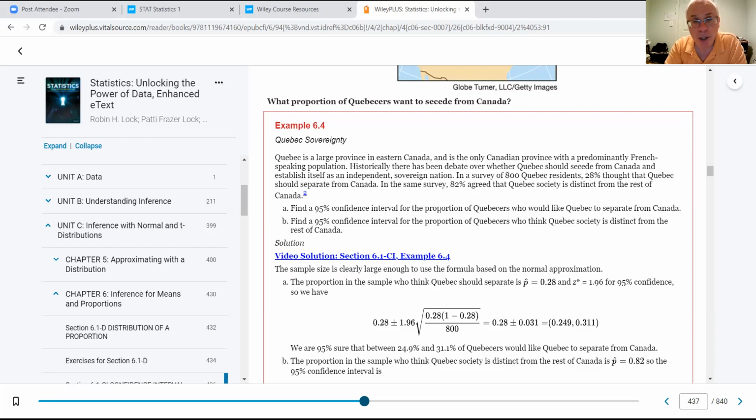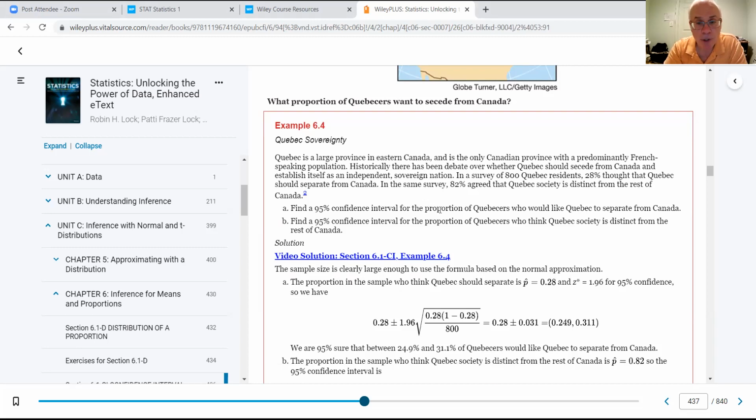Now, this is a survey. Not every single person in Quebec was contacted, only 800. So this is a sample or survey of 800 residents. And 28% of those 800 said they thought Quebec should be separate from Canada. All right. So the sample proportion is 0.28.